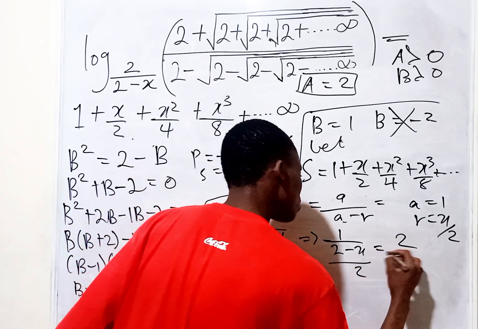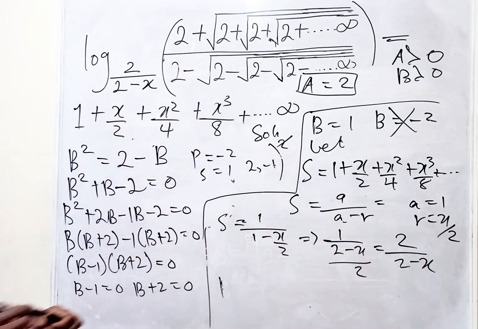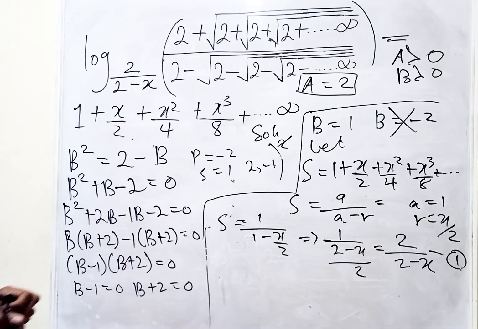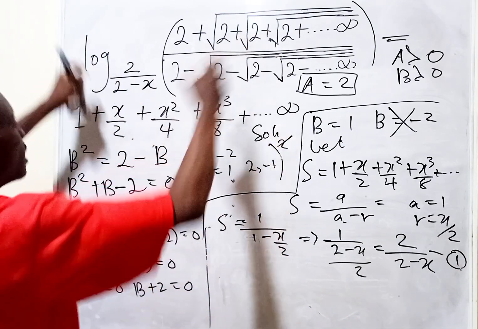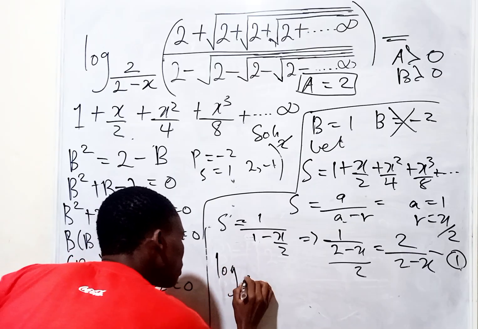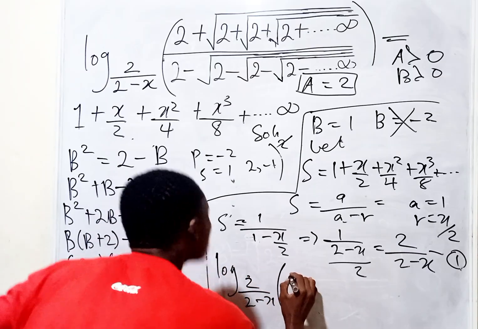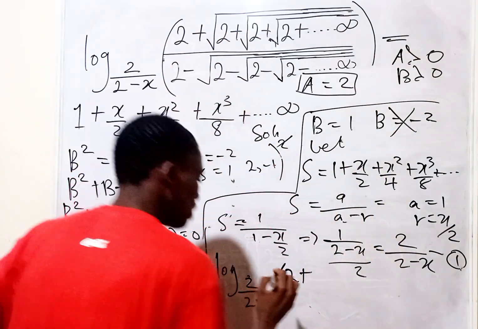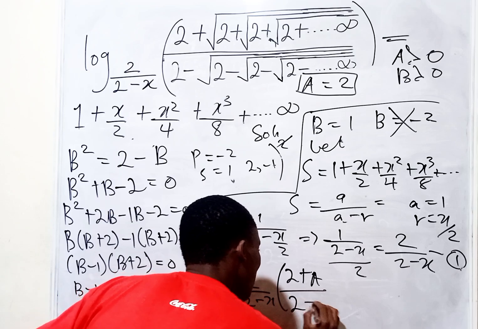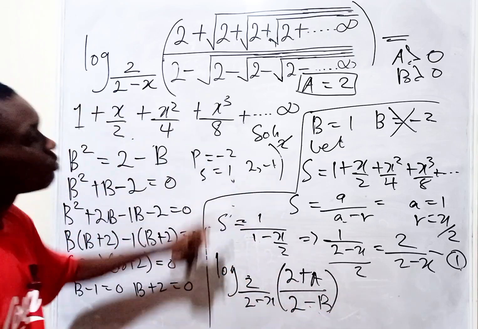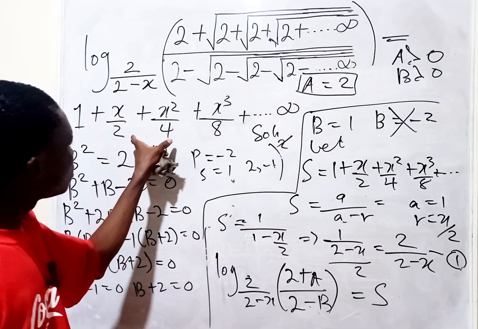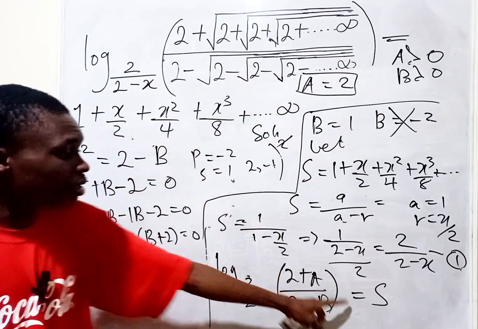If we want this, we have that this is 2 all over 2 minus x. All right, let's proceed. So to finish this up, let's call this equation 1. So let's say this is log of 2 all over 2 minus x into bracket 2 plus a all over 2 minus b, because we say that the down square should be equal to b, and this should be equal to S, because the whole of this equals this geometric series.